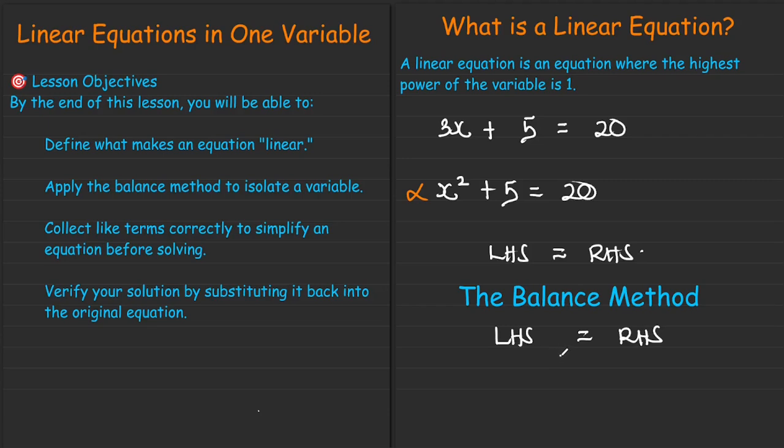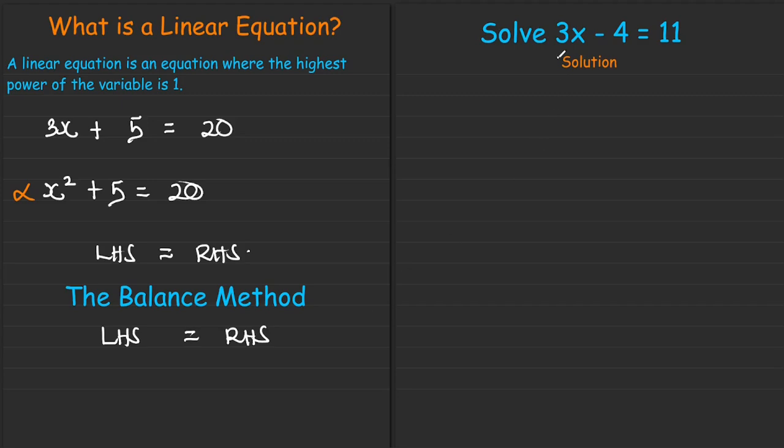Let's look at actual examples that apply the balance method to solve linear equations. For our first question, we have to solve 3x minus 4 equals 11. So we have 3x minus 4 is equal to 11. The goal is to look for the number x such that if we substitute our x, we would get 11 on both the left-hand side and the right-hand side. So using the balancing method, we want to isolate the x. So we look for the number it is in particular.